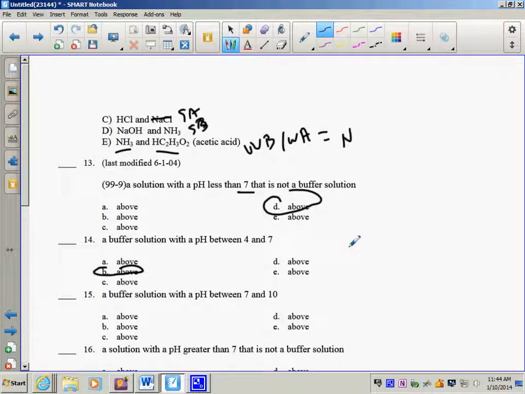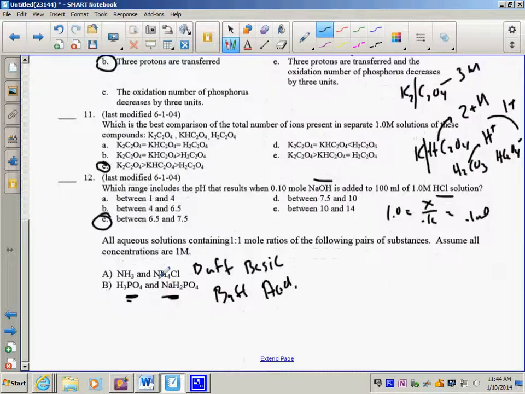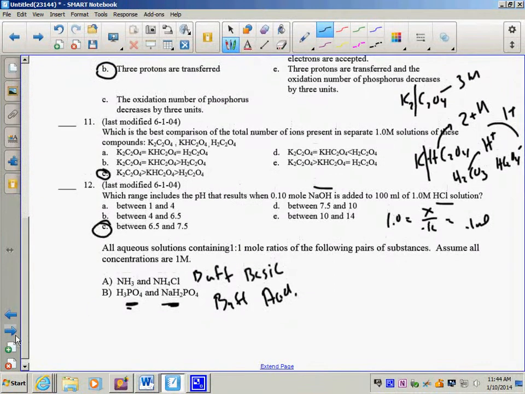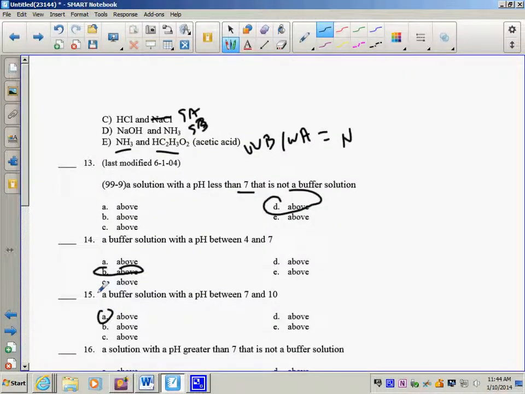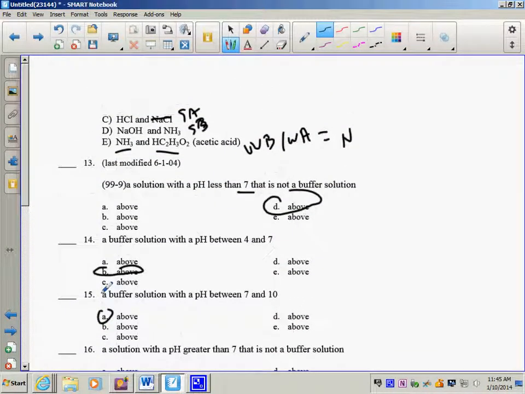That'd be the next one, 15, buffer solution 7 to 10, so a basic buffer. Kick back there again. Was my other one, letter A. Right there. Ammonia and its conjugate. Solution with pH of 7. That's not a buffer solution. Okay, so a basic solution that's not a buffer, that would be D.